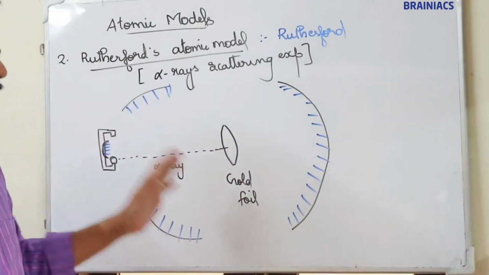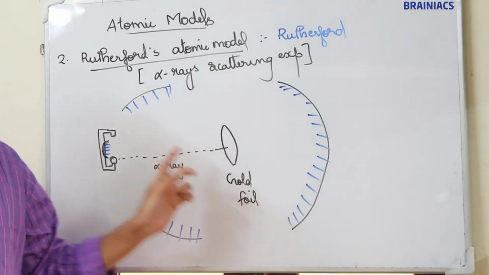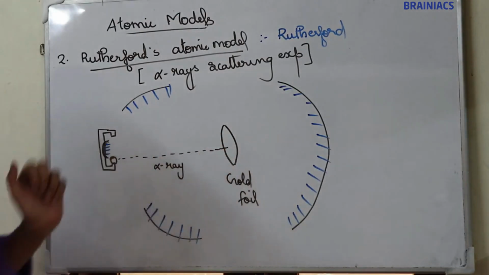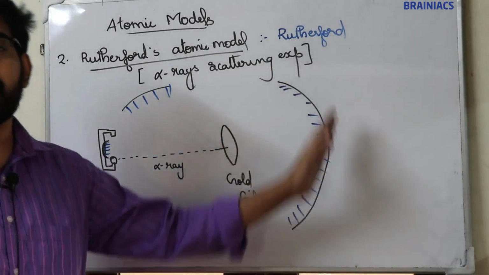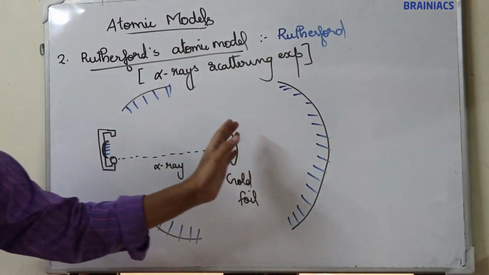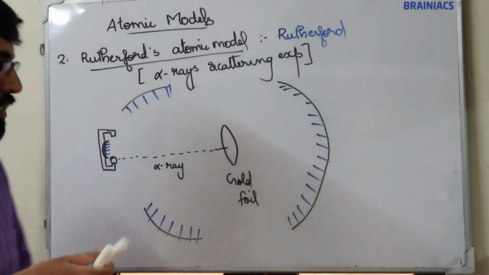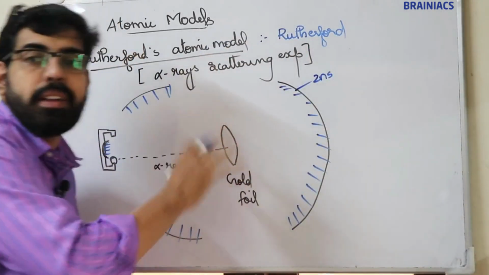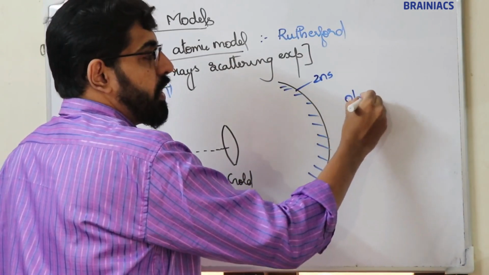So he projected a stream of alpha particles to a thin gold foil, and a circular screen is placed, coated with zinc sulfide. Now, when he conducted this experiment, he made some observations.